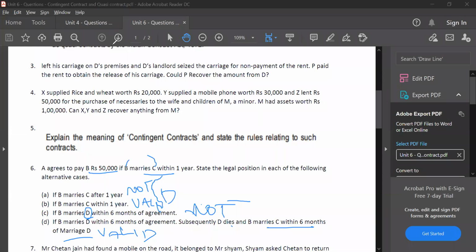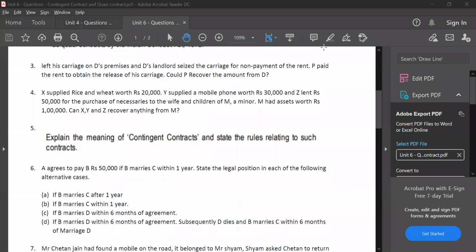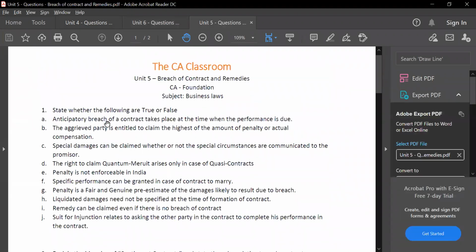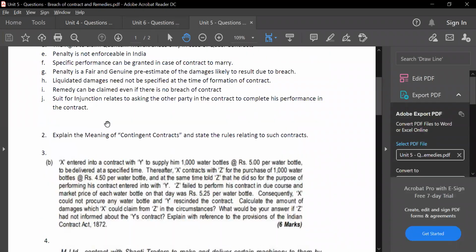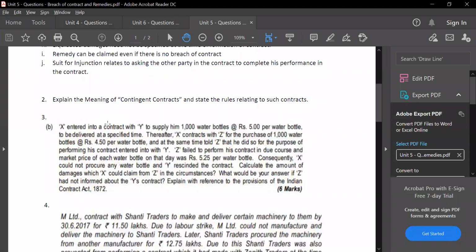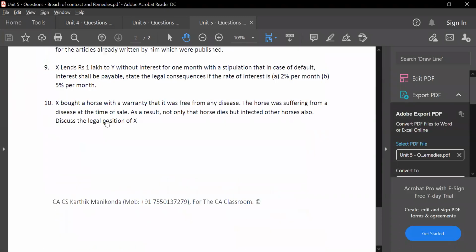Anu: Yes, sir. I had a doubt in the previous question paper. Which unit? Fifth unit, sir. Okay, I've opened it. Which question in unit 5? The last question, the horses question. Okay, yeah, the horse question. The horse also infected other horses.